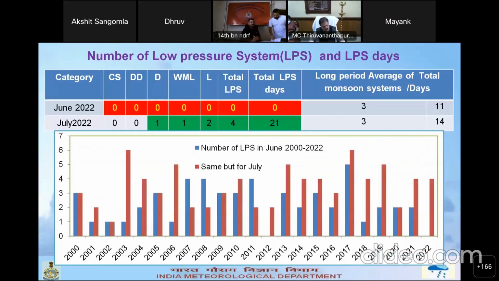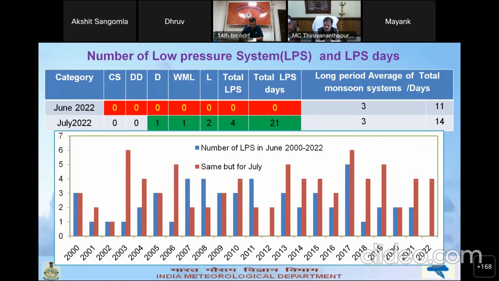Now, you will be wondering why such excess rainfall activity happened in the month of July over Central India and South India. To explain that, I have shown in this diagram the number of low pressure systems and the number of low pressure system days, that is LPS days, in June and July. If you look at June, there was no low pressure formed over the Bay of Bengal or Arabian Sea. It was 0. But if you take the long period average for June, usually we get 3 low pressure systems and 11 low pressure system days.